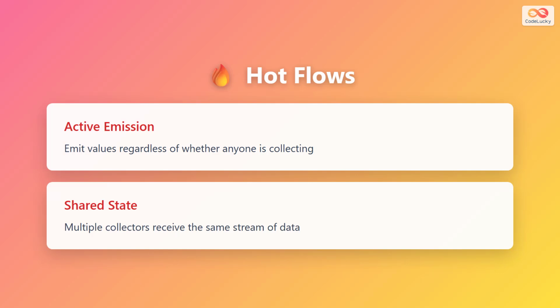Now let's look at hot flows, which behave quite differently. Hot flows have active emission, meaning they emit values regardless of whether anyone is collecting or not. They also have shared state, which means multiple collectors receive the same stream of data. Unlike cold flows, where each collector gets independent execution, hot flows broadcast to all active collectors simultaneously.